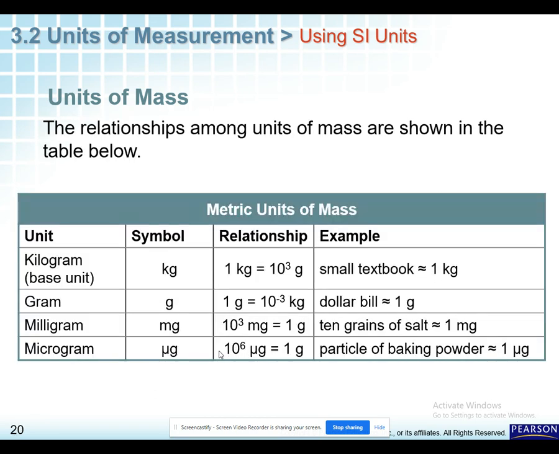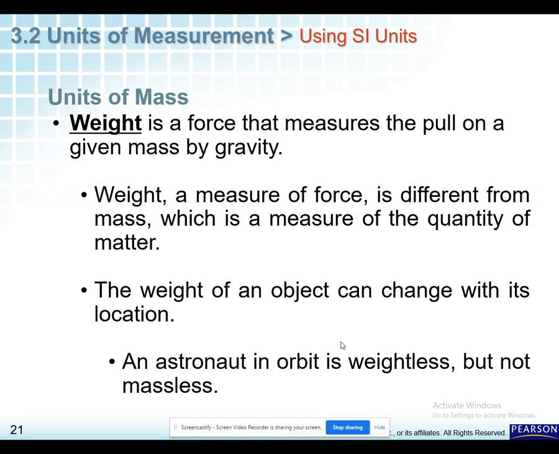So here are some good relationships when we talk about mass. If I said you had a kilogram, it's about the weight of a small textbook. If I said you had a gram of something, it's about the weight of a dollar bill. If I said you had a microgram of something, that's literally 1 particle of baking powder.